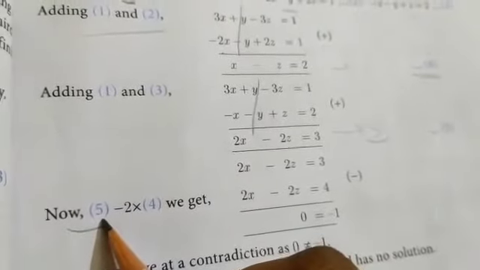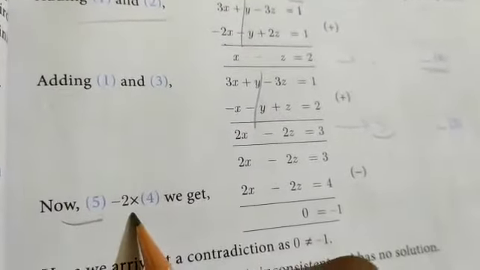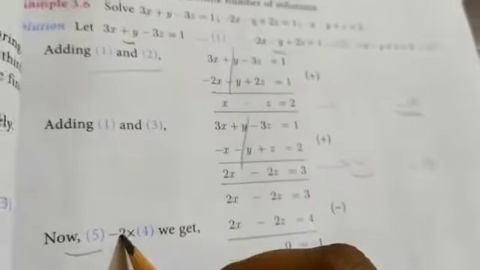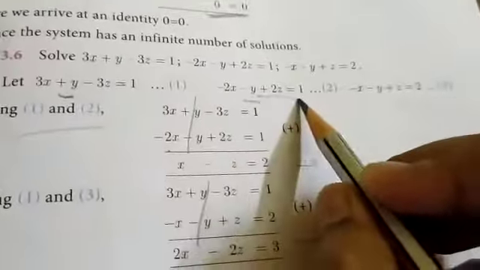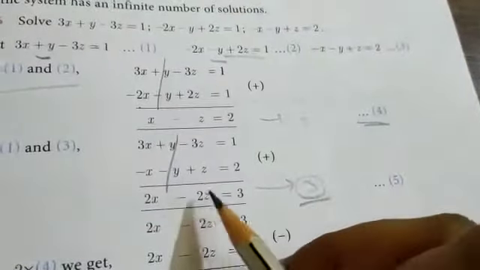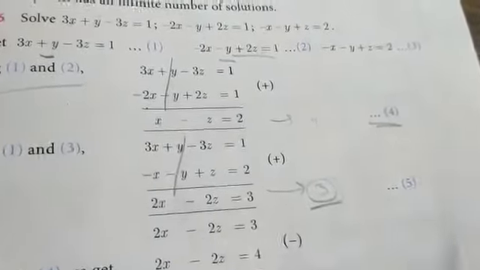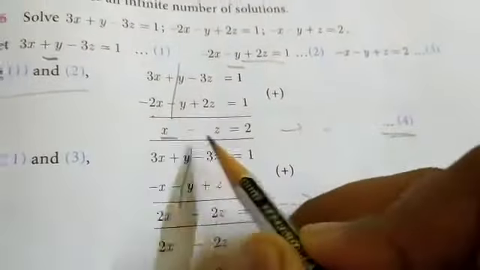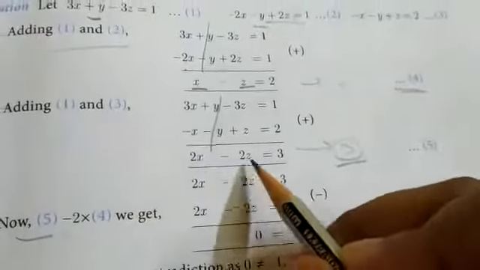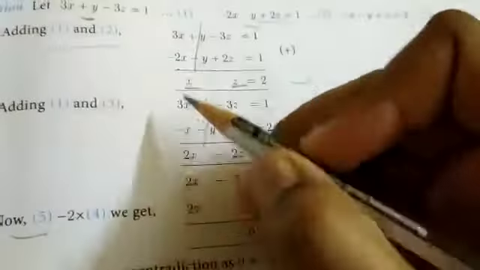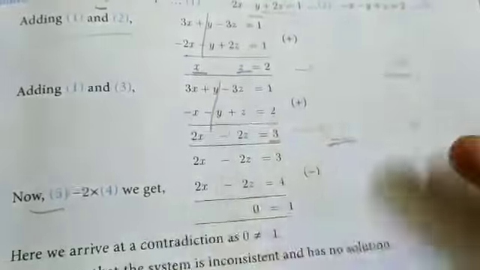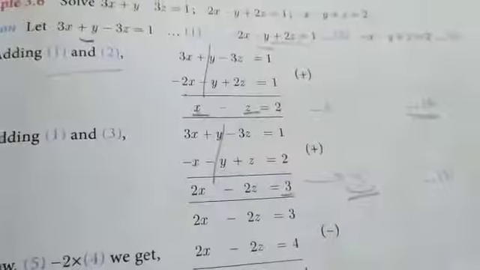Now equation 5 minus 2 into 4. Because equation number 2, you can see what is equation number 2? This. And equation number 5 is this. You can note that they are taking this equation, okay. x minus z equal to 2, and this equation 2x minus z equal to 3, okay. Because this only has common x and z. So they're taking this and this equations, okay.